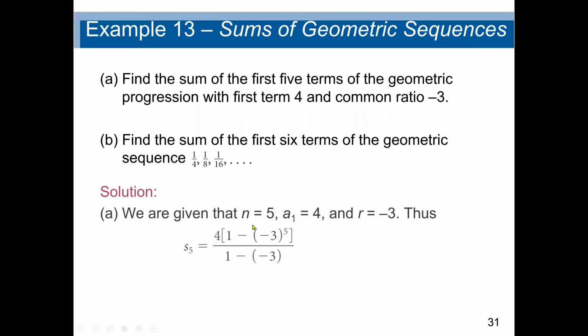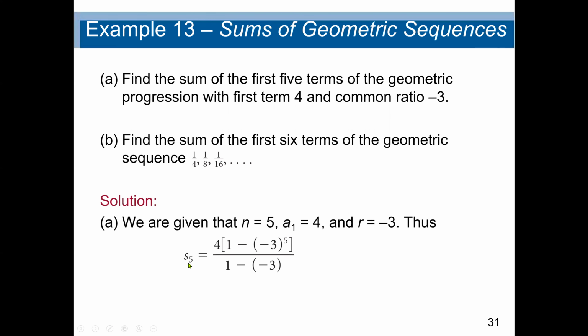So let's see. We have S_5, and the first term is 4, times 1 minus R, R is -3 from the common ratio, to the power 5 because we're looking for the fifth term. So n is 5. Divided by 1 minus R. R is -3, so here we do the arithmetic operation. 1 minus negative 3 will give me 1 plus 3, which is 4. And negative 3 to the power 5.